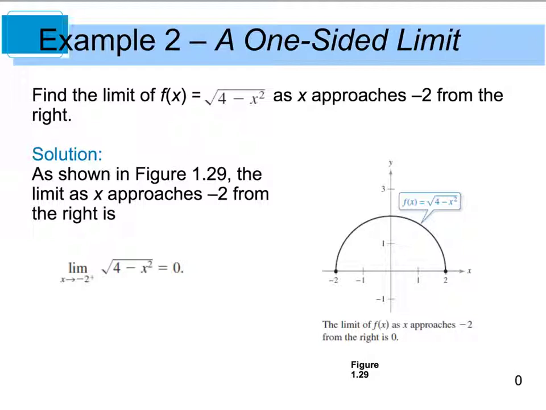So here we can look at the limit as it approaches -2 from the right, because we have values to the right of -2. And we can see it's going down towards 0. We couldn't do it from the left because there are no points. Same thing with the other side. We can go to 2 from the left, but we can't go to 2 from the right. There are no points there.